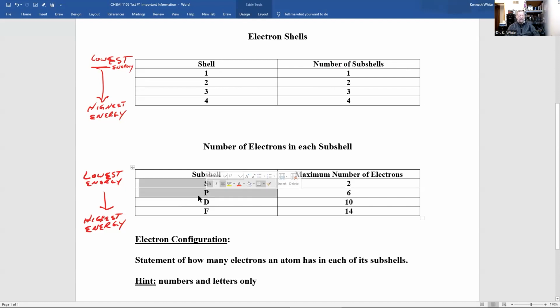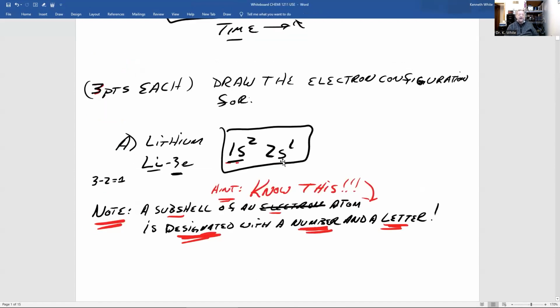You start from the lowest energy, and then you fill that up, and then you go to the next lowest. S is always the lowest, then P, then D, then F. Now, remember, a subshell is a number and a letter. We're talking about the s subshell in shell 2, which is called 2s. So I write it down. How many electrons? Well, I'm trying to get the 3 total. So I already have 2. So 3 minus 2 is 1. I put that in there and I'm done.